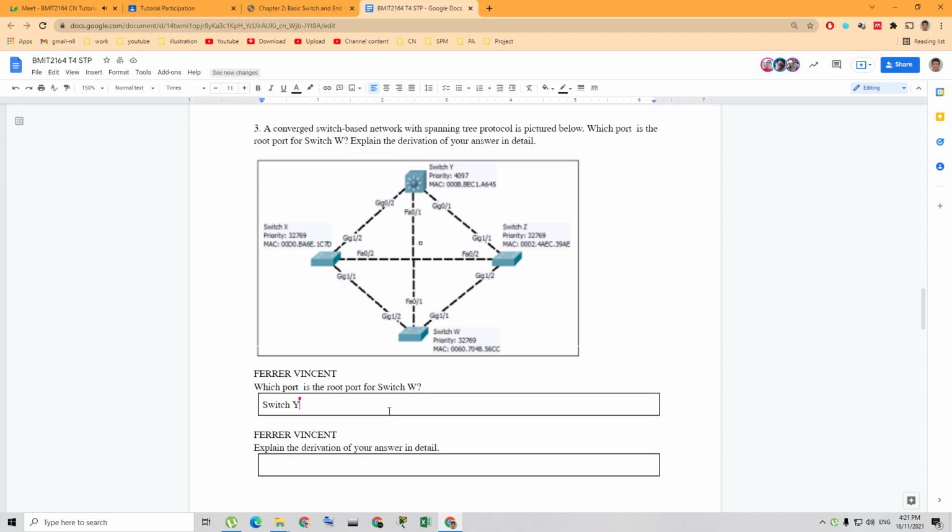Which path wins the election and what kind of election is that? That one I let you find out. Whichever wins the election, that one becomes the root port. So it's either gig 11 or gig 12. Right? So I'll let you try first, yeah? Okay, I try first.